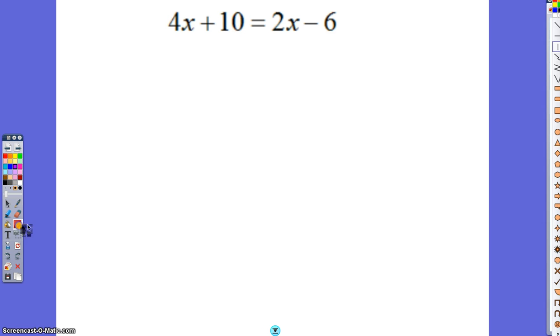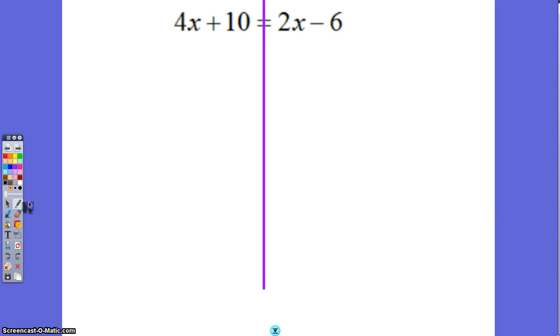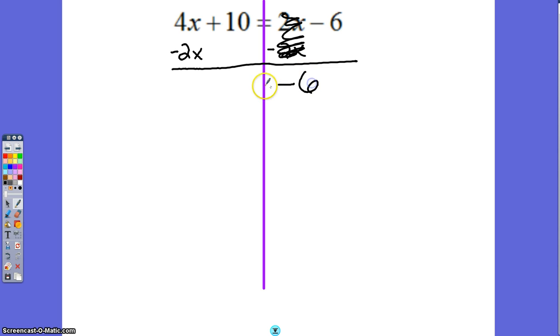All right, first, I don't see any distributing that I need to do. The left and my right side can't be simplified any. So I notice that I have variables on opposite sides of my equal sign. So I need to move them, and so they are on the same side. I'm going to move the smaller one. So minus 2x on both sides of my equal sign. That goes away, and I'm left with a minus 6, or a negative 6 on the right side.